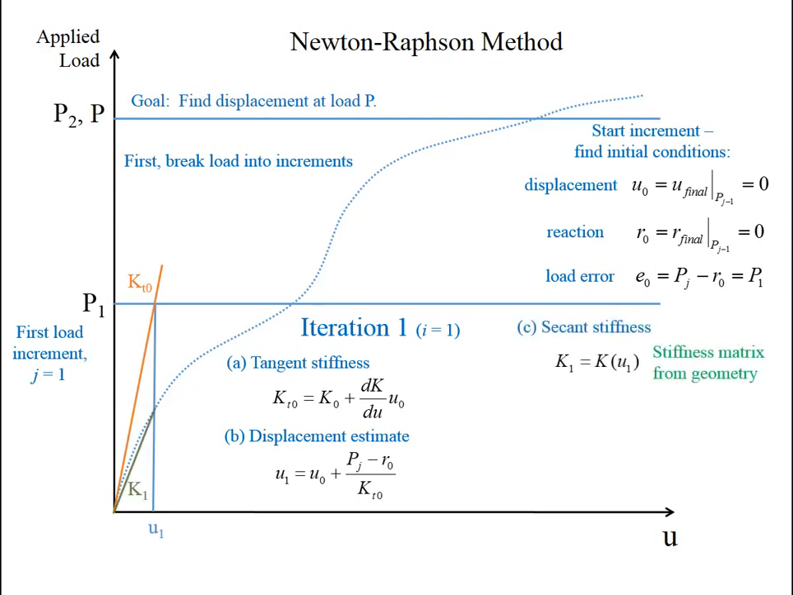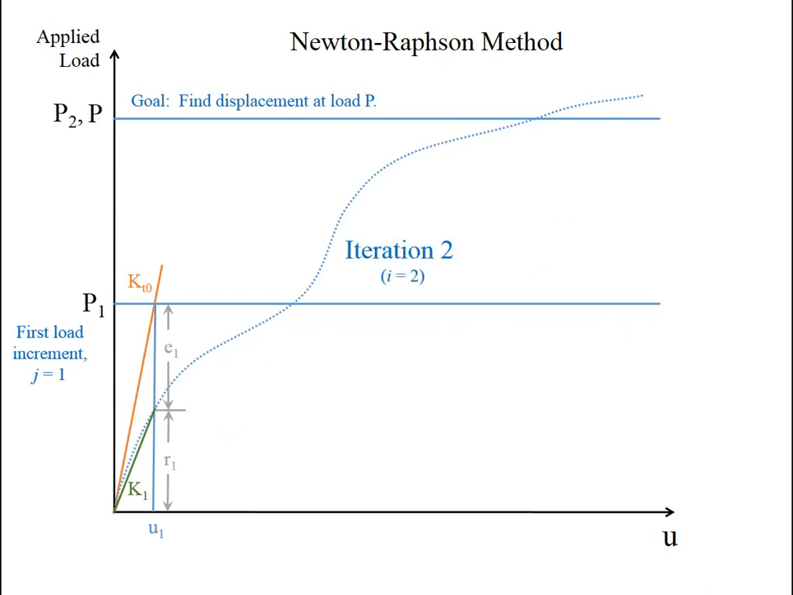C then is we calculate a secant stiffness, which means that we simply evaluate the stiffness of the curve at the location U1, and it ends up being the green line shown there. D, we evaluate the structure reaction force, R1, that's simply K1 times U1. And then the load error is the difference between where we want to be, P1, and R1, where we were initially.